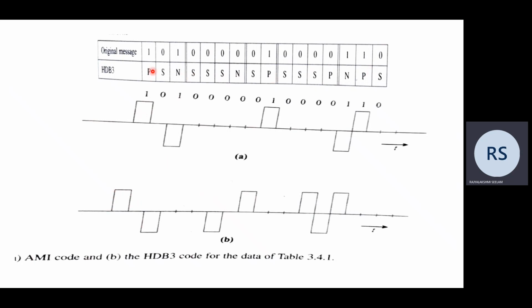So based on this, we will draw this one. For P, it is upper, positive. For S, it is space. For N, it is down, negative. For S, we have 3 S: 1, 2, 3. And for this 0, we will consider N. Again, space. For P, it is upper, and 3 spaces: 1, 2, 3. Then again we have P, N, P, S. So like this, we will see this HDB3 code.